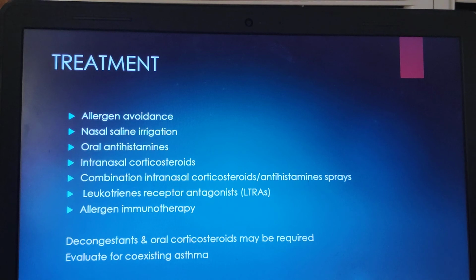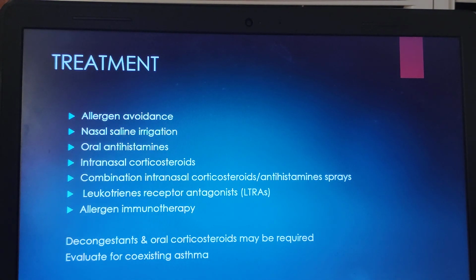Treatment of allergic rhinitis is the foremost thing. The first line therapy is avoidance of allergen. If it is known that a person is allergic to a particular allergen, then that should be avoided. For symptomatic relief, the irrigation of the nasal cavity with saline is a very effective remedy to relieve the symptoms and primarily relieve the nasal blockade. The oral antihistamines, what we commonly call anti-allergics, are very effective therapies. They are primarily used as a first line therapy for the treatment of allergic rhinitis.